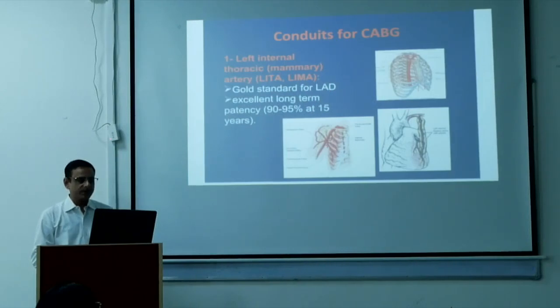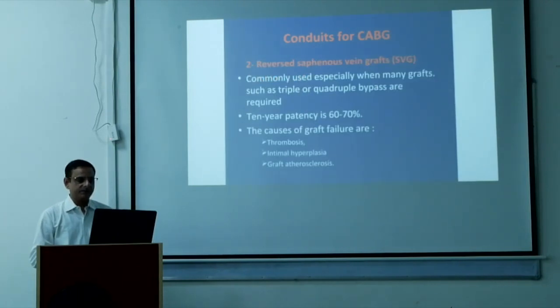For grafts, we mostly use, most important, the left internal mammary artery. This is just behind the sternum, and it's the gold standard with excellent long-term results. Another one is the vein graft, which is the next most commonly used. Its patency rate at 10 years is around 70%. And it can cause graft failure because veins usually get degenerated, with intimal hyperplasia or atherosclerosis of the graft.